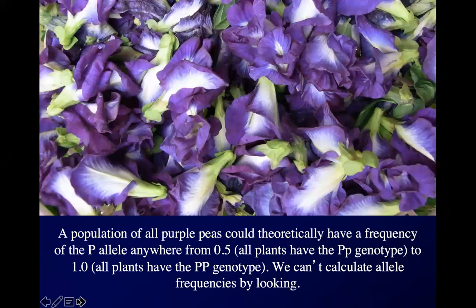So here's a population of purple flowered peas. If every one of these flowers comes from a plant that is heterozygous, if every one of these flowers has the genotype big P, little p, then the frequency of the big P allele is 0.5. If every one of these plants comes from a homozygous dominant P plant, then the frequency of the purple allele is 1, because all plants would have the genotype big P, big P.